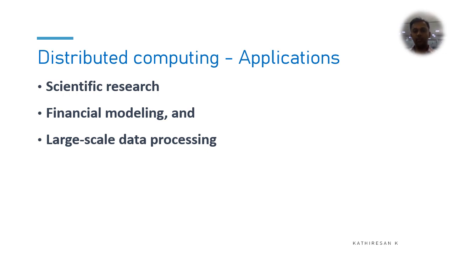And for the third example, we can go with data processing as an application of distributed computing. With the rise of the internet and social media, there is more data than ever before. So companies and organizations use distributed computing to process and analyze this data, which can be used for things like improving customer experience, detecting fraud, or making marketing decisions.